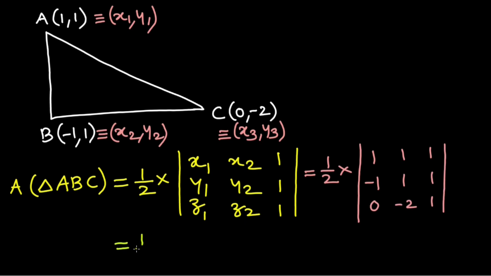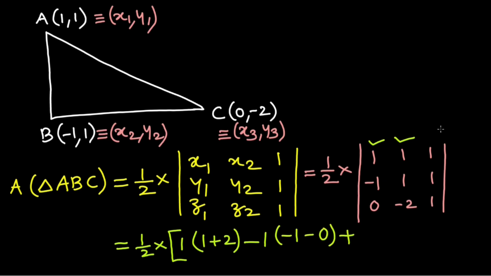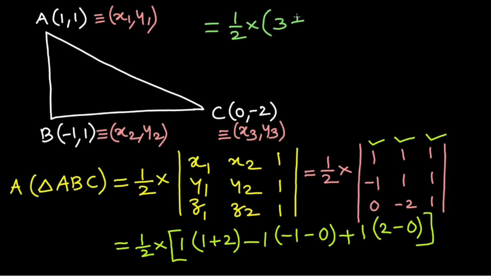It will be half multiplied by the first element multiplied by its minor, which is 1 plus 2, then minus sign the second element 1 multiplied by its minor, which is minus 1 minus 0, plus the third element 1 multiplied by its minor, 2 minus 0, which will be half multiplied by 3 plus 1 plus 2, which will be half multiplied by 6, that is 3.